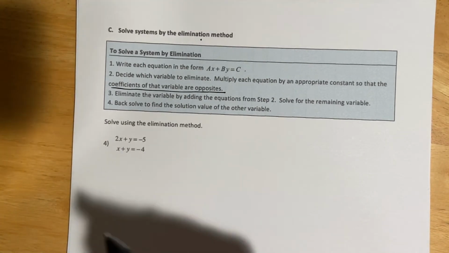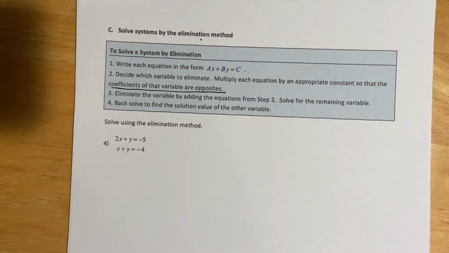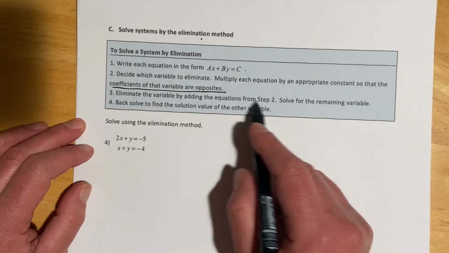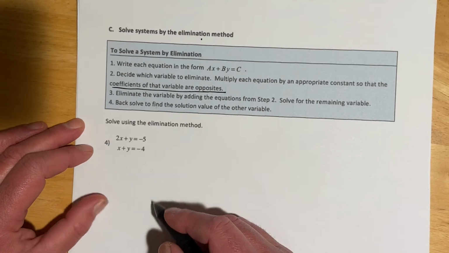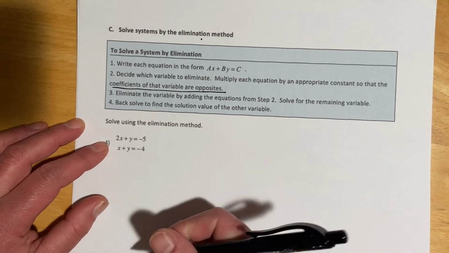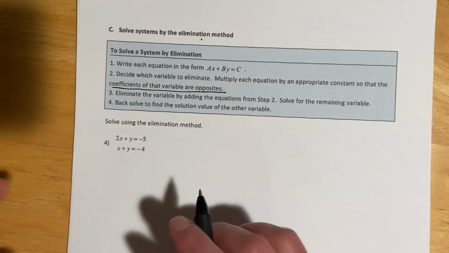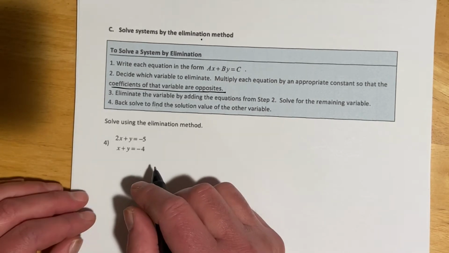So we're going to eliminate through addition, is kind of the idea. And then we eliminate by adding the equations. That's step 3, and we back solve just like we did in the last one for step 4 to get the second variable. So this sounds horrible, but once you see it, it's not bad.